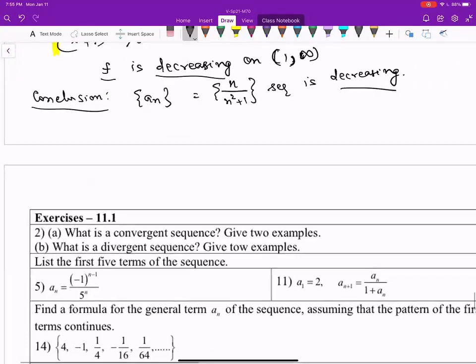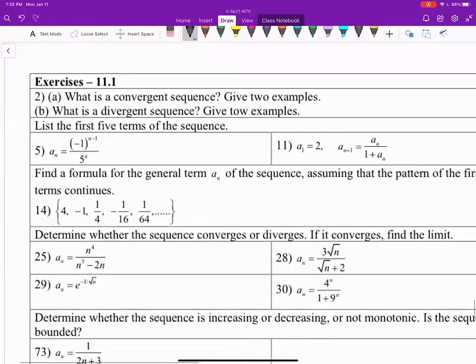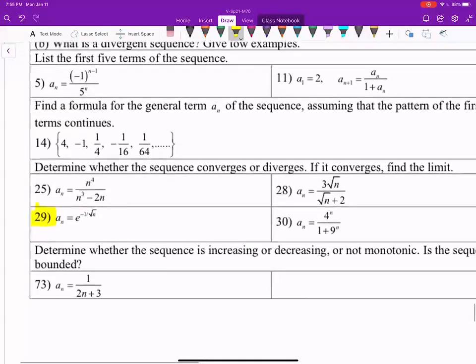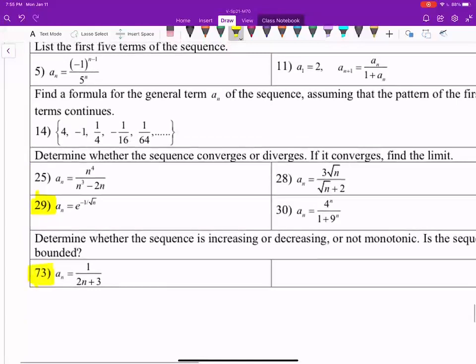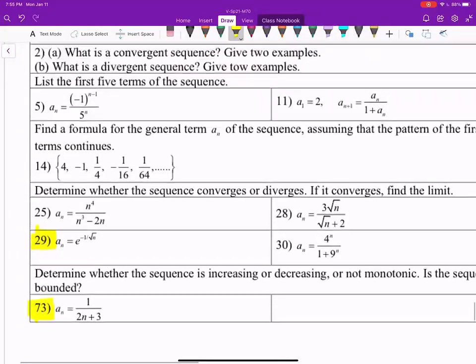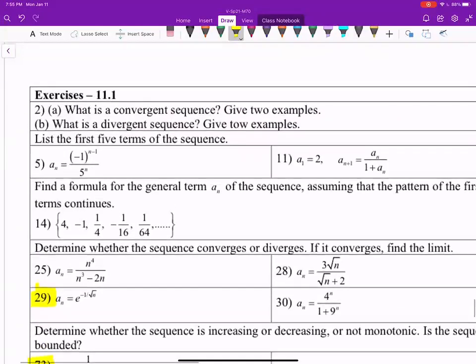Then there are some problems done in this section video. Please refer to those. Problem number 29 and 73. These two are done in the section video. Please refer to the section videos for 11.1.